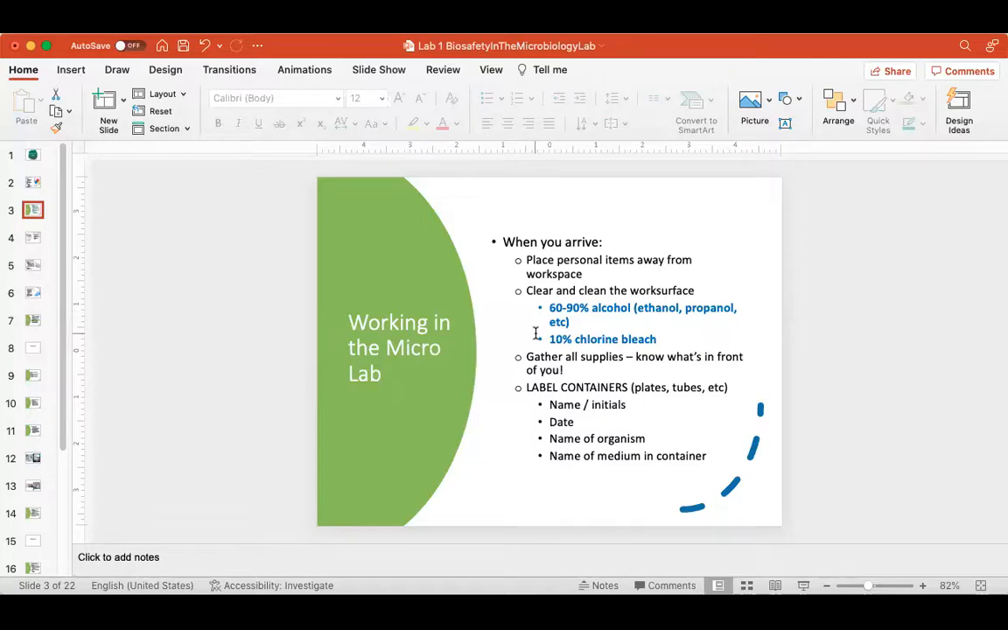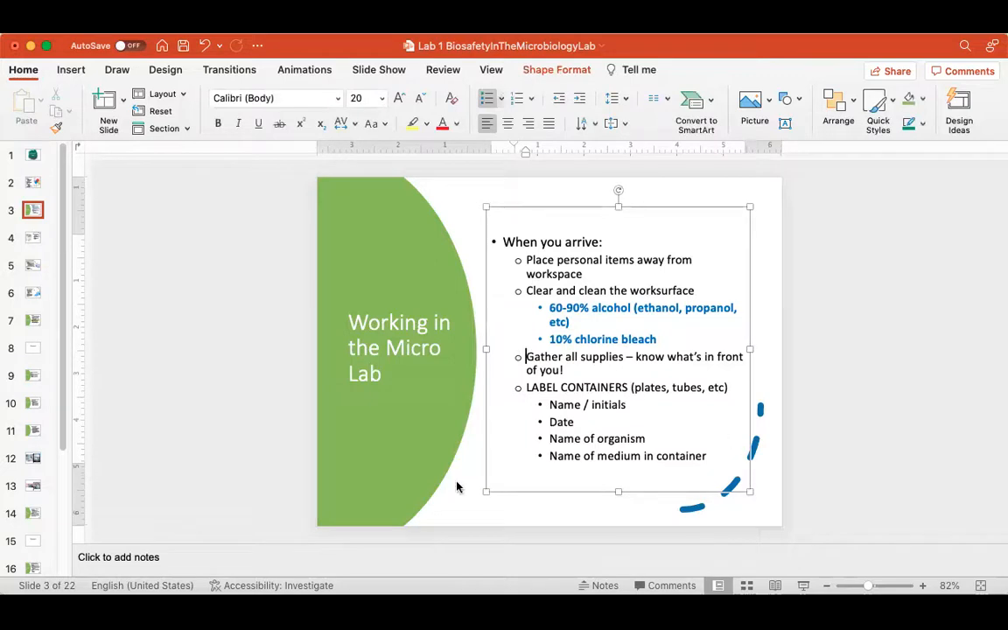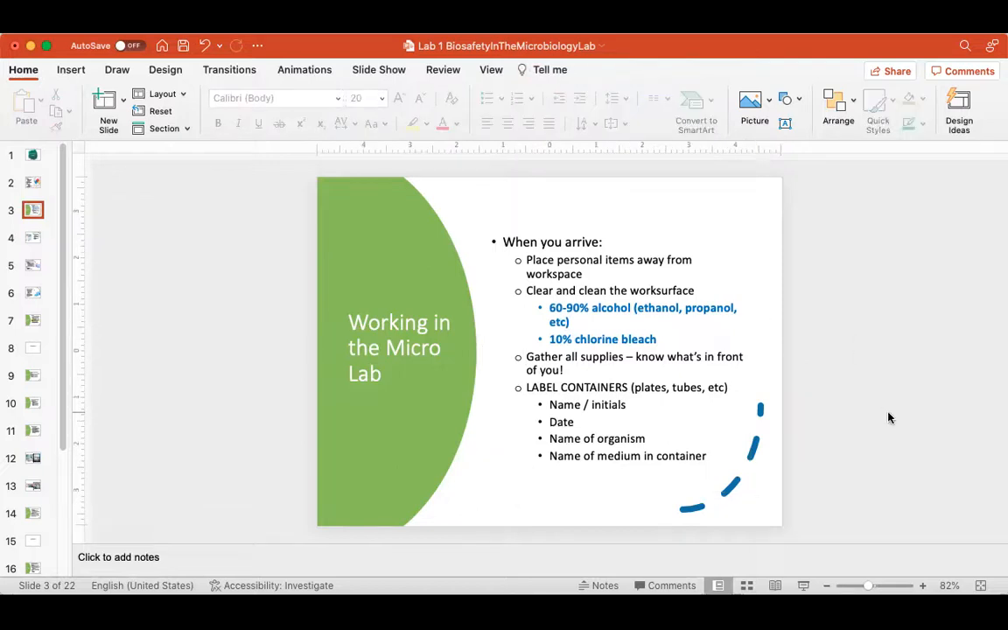Now, before we get started every day, we gather what we need. It's important that we manage our workplace in the laboratory. And that means that we don't want to be walking around the laboratory searching for supplies while we're trying to get work done. So we determine what our job is for the day, what particular work we're going to be doing, and we gather all of our supplies before we get started. It's important that we know exactly what's in front of us at all times so that we don't accidentally grab one vial when we intend to grab a different vial.